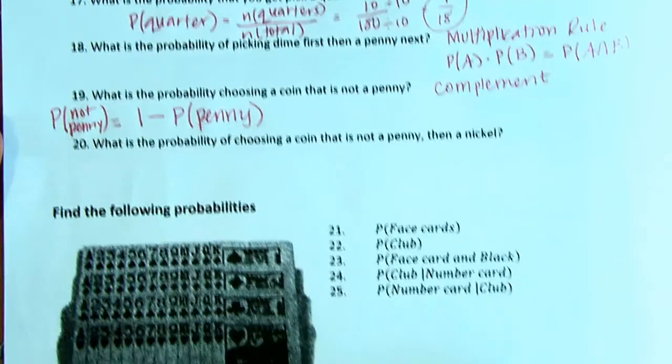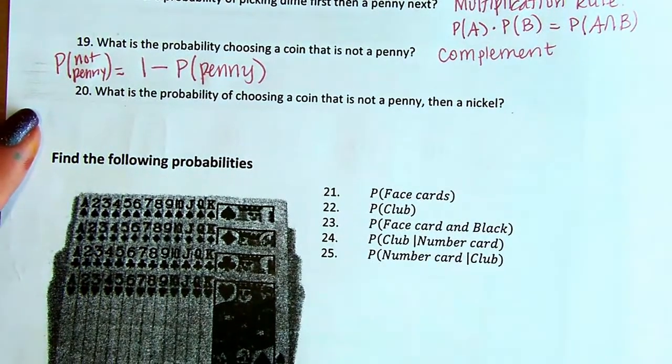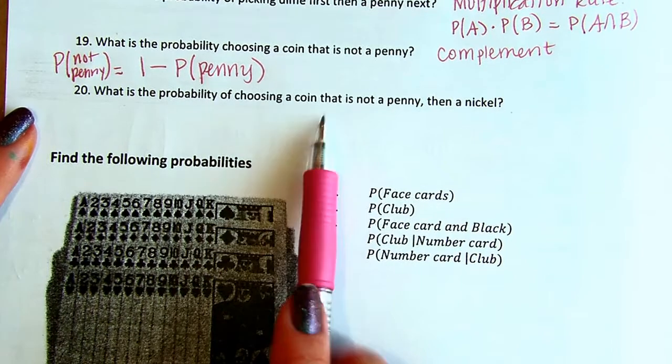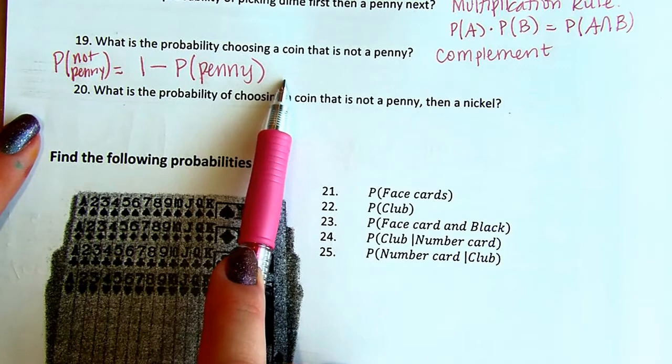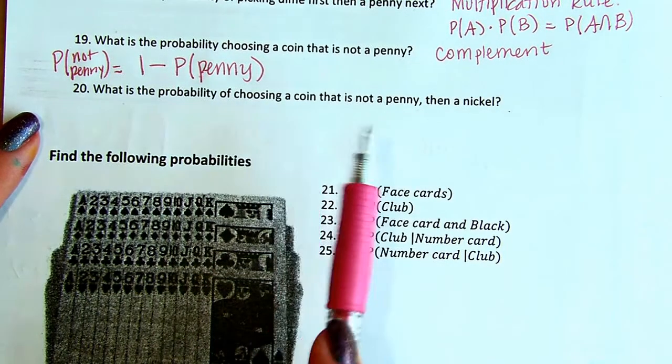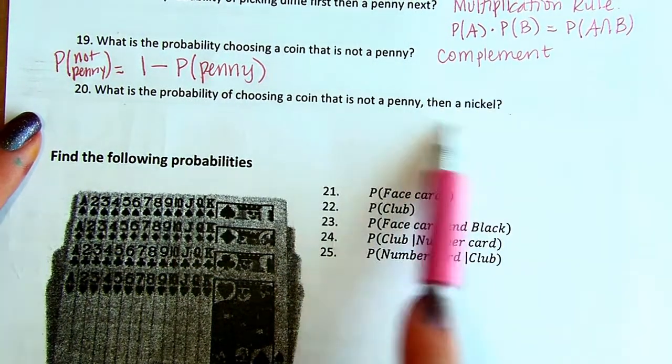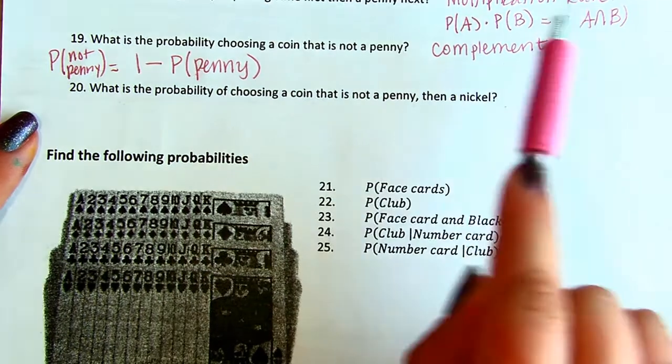Number 20, what is the probability of choosing a coin that's not a penny and then a nickel? So whatever you got from 19, multiply that with the probability of finding a nickel. Multiplication rule again for that one.